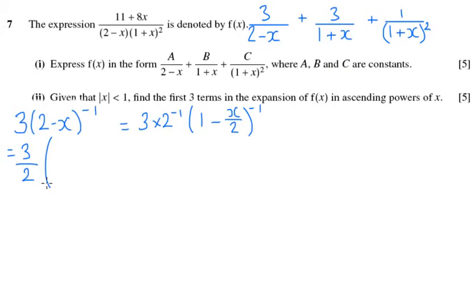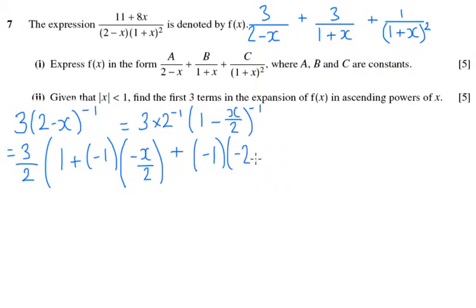And then if you remember the binomial expansion formula is 1 plus n times x, and here my n is minus 1, and my x term is all of this, minus x over 2. And it says it wants the first 3 terms, so that means we need to go up to x squared. So the next one is n times n minus 1, so minus 1 times minus 2 times minus x over 2 all squared over 2.